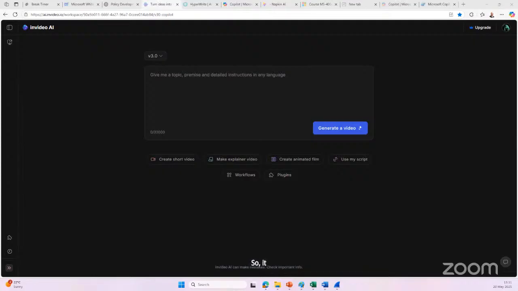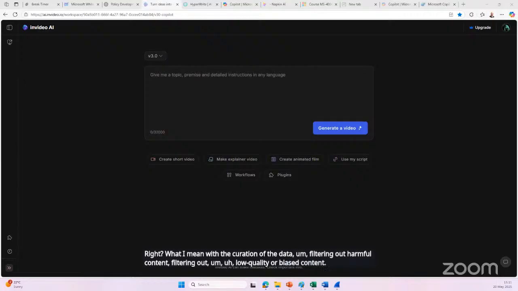So it depends on the size of the resources that are available and the diversity of the resources, like books and websites and code repositories and that type of thing, right? And then it is also based on not only the acquisition of the data, but also the curation of the data, right? What I mean with the curation of the data is filtering out harmful content, filtering out low quality or biased content, right? And that's not always perfect, by the way.